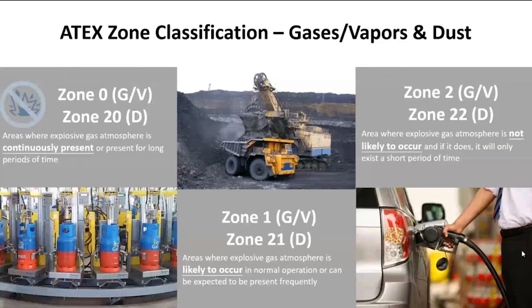Another standard from Europe follows the IEC, the International Electrotechnical Commission. It classifies hazardous locations by zone, unlike the US, which follows class and division. The standard is named ATEX.